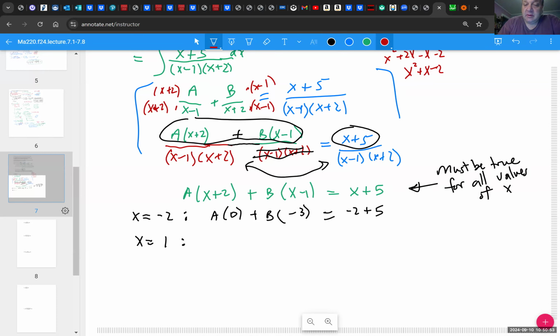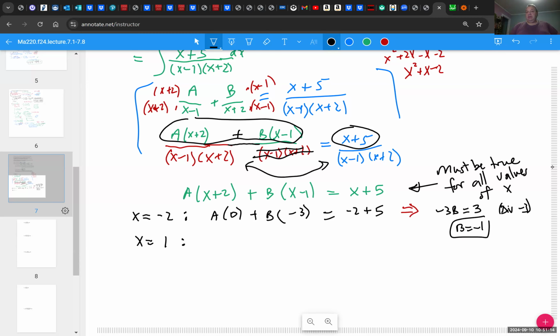So what do I get? Well, I'll just do it to the side so I have enough room for the other one. A times 0 is 0. B times -3 is -3B. And -2 plus 5 is 3. And then I just divide by -3, and I get B is equal to -1. So now I know in my decomposition, B has to have the value of -1.